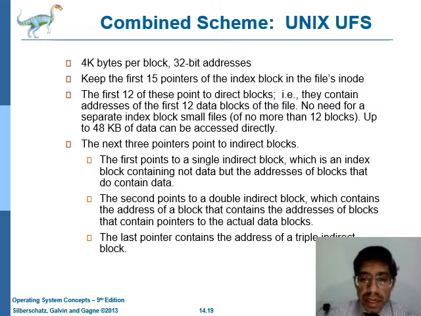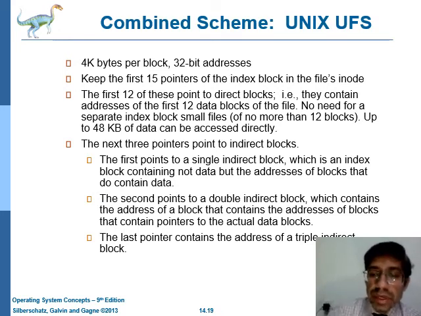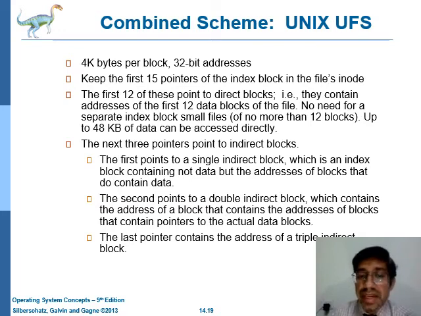The remaining entries, number 13, 14, and 15, those three pointers would not be a direct representation to the data blocks, but rather they would be indirect pointers to those data blocks. That means they will go through multi-level indirection with the help of indexing. The first pointer will point to a single indirect block, which is an index block that will not contain data, but will contain the addresses of the next segment of data blocks.